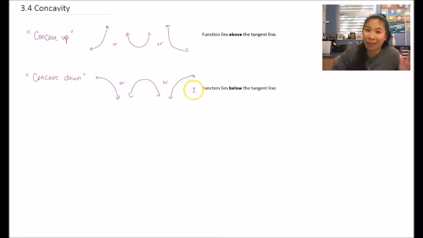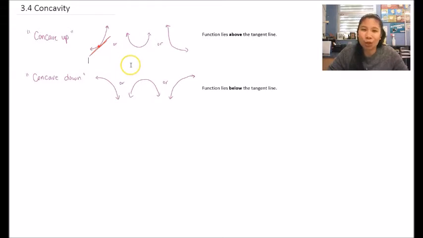Mathematically, the definition would be that the function lies above the tangent line for concave up. What that means is, for any of these curves, if I were to draw a tangent line at any of the points, so let's say we were to draw at this point right here, its tangent line, remember that's the line that only touches at that one point, would be somewhere like that. And so that tangent line would be below the function. So the function lies above the tangent line because it's on top of it.